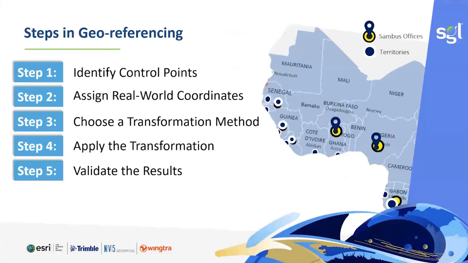Validation of the results involves checking the accuracy of the georeferencing by comparing the transformed data with other geospatial data layers or additional control points. It also involves adjustments which may be necessary to improve accuracy.